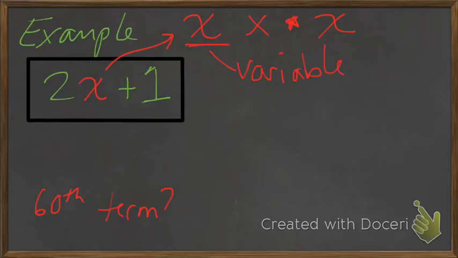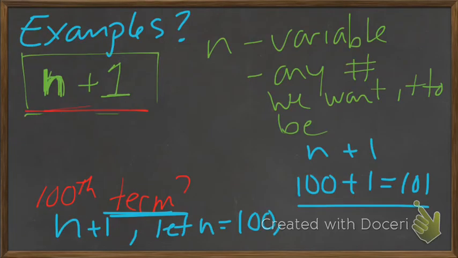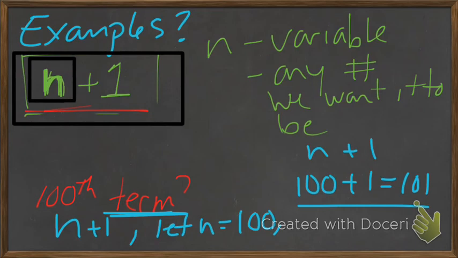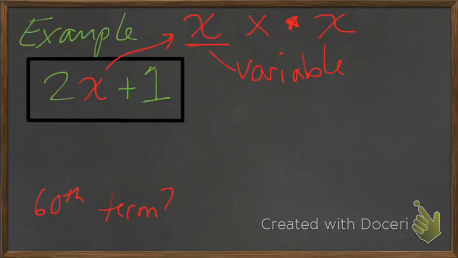In our last example, we had n plus 1. We said n was our variable. In this example, we're saying x is our variable. And it's not just x, it's 2x. And whenever we have a value like that, 2x, oh, that was bad. Let's try that again.